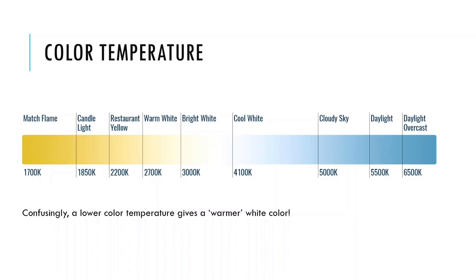We can also change the color temperature of the strip. You might have heard of color temperature when choosing an LED light bulb for your house. Confusingly, the higher the color temperature is, the cooler the white light will appear, and the lower the color temperature, the warmer the light will appear. Candlelight is a very warm color and has a temperature of about 1900 Kelvin, whereas midday sunlight will be closer to 5700 Kelvin.